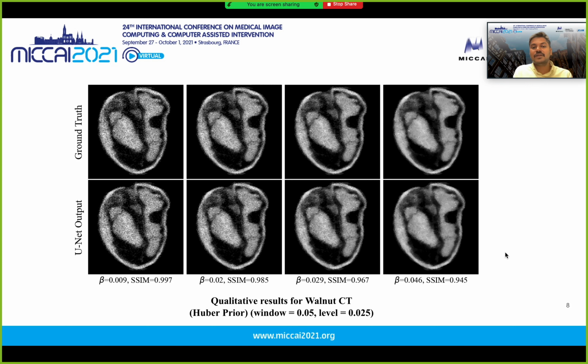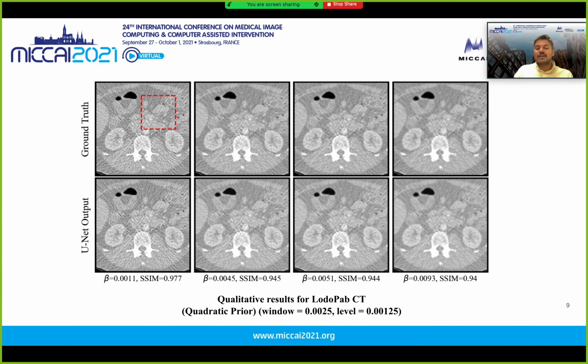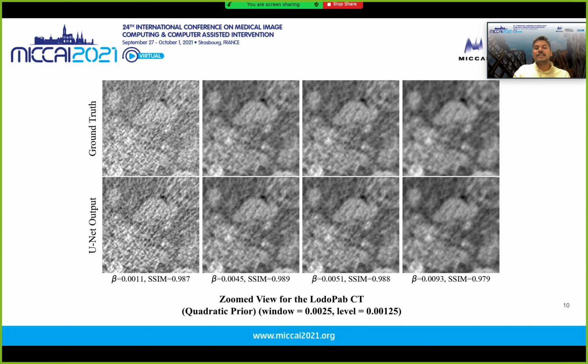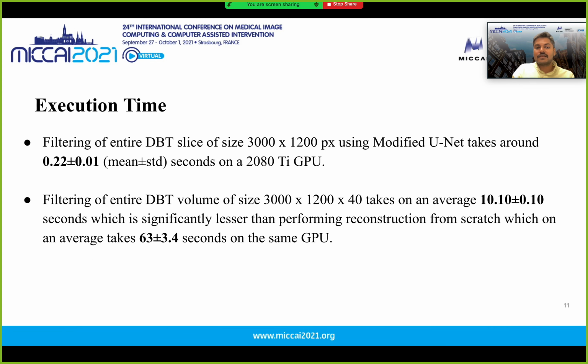And here is a sample on a walnut CT case, and here is a case from the low dose lung CT scan taken from the Low-dose Lung CT dataset, and this is a zoomed view of the previous slice.